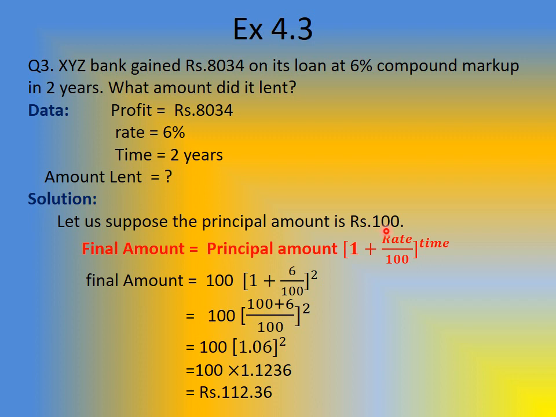If the principal amount is this, now we will use the formula for finding the final amount. This is the formula for finding the final amount. The principal amount is 100. Why is it 100? Because we suppose that the principal amount is rupees 100. Now 1 plus rate is 6 over 100 and time is 2. So after simplifying, the final amount would be 112.36. It means when the principal amount is 100, the final amount would be 112.36.